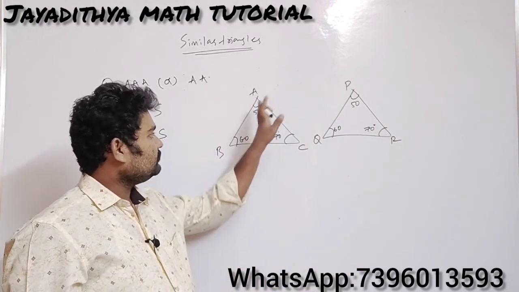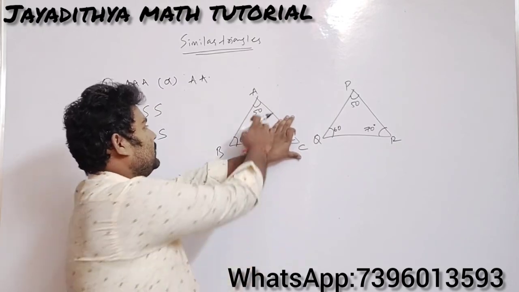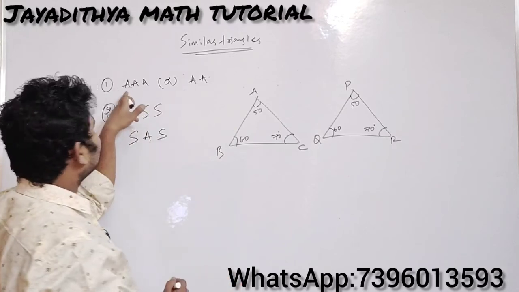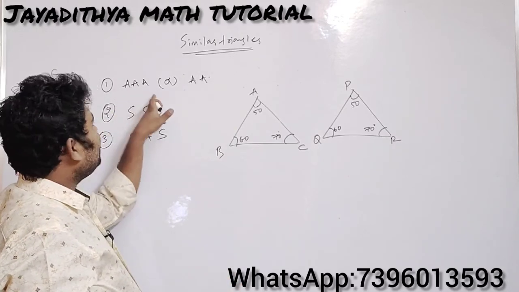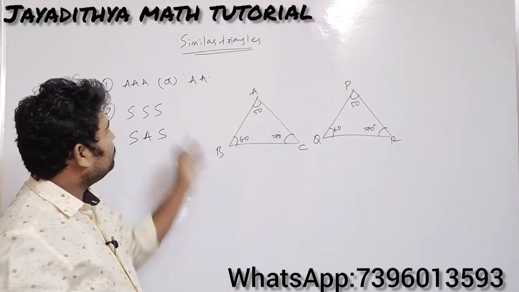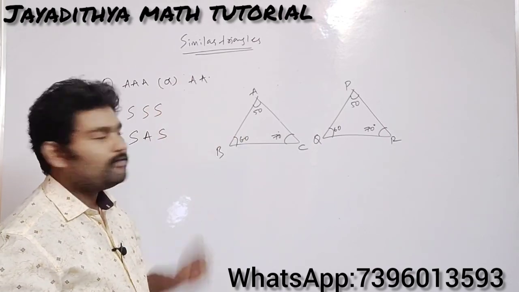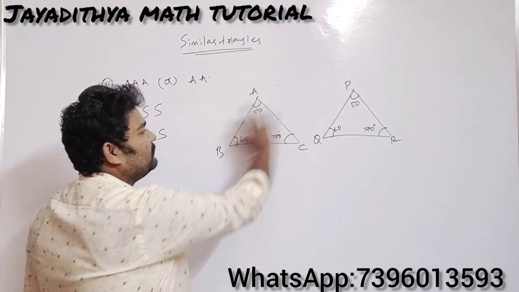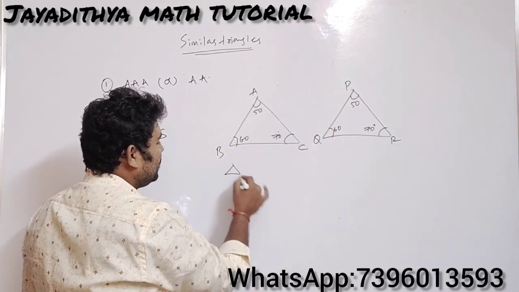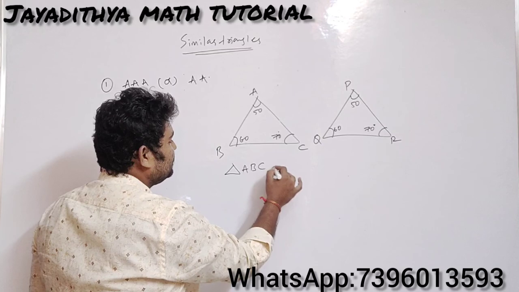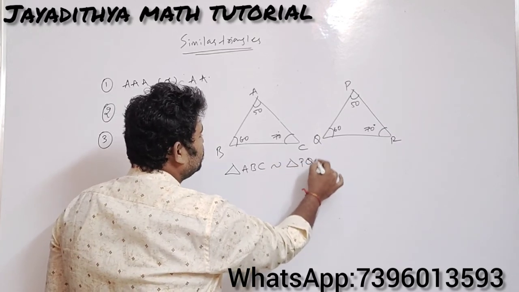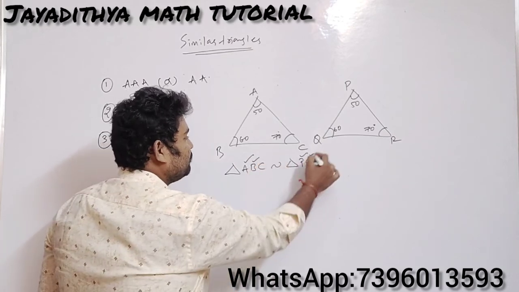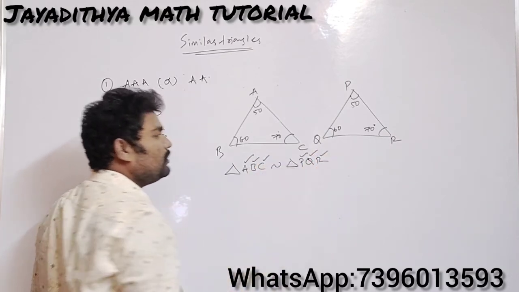So see here, even if you don't write the 70, if 50 and 60 are equal there, obviously the third angles will be equal. That's why we can say that if three corresponding angles are equal, or if two corresponding angles are equal, then the triangles will be similar. So how to write this one? If the angles are like this, how will you write the similarity? Triangle ABC is similar to triangle PQR. Why? Because angle A equals angle P, angle B equals angle Q, and angle C equals angle R.